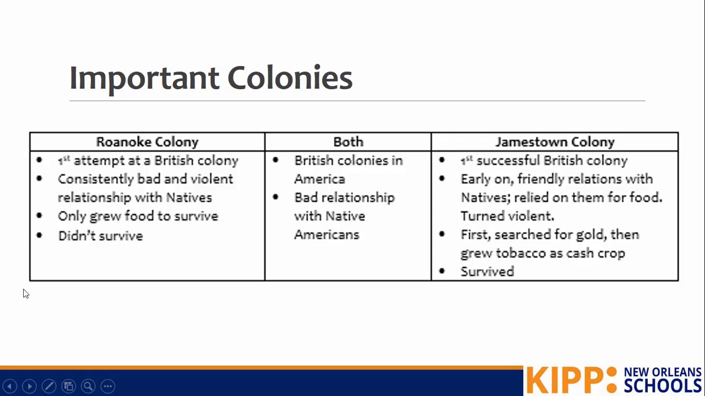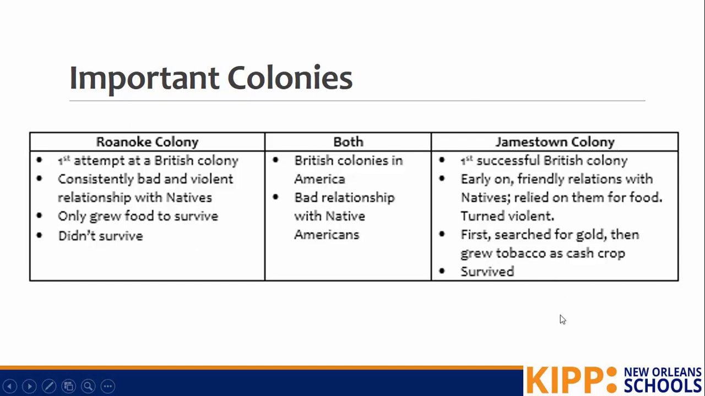They had very bad and violent relationships with the Native Americans, and they mostly only grew their food to survive. This was a little colony and it did not make it. Remember, this is the one that mysteriously disappears. So this is the first attempt.